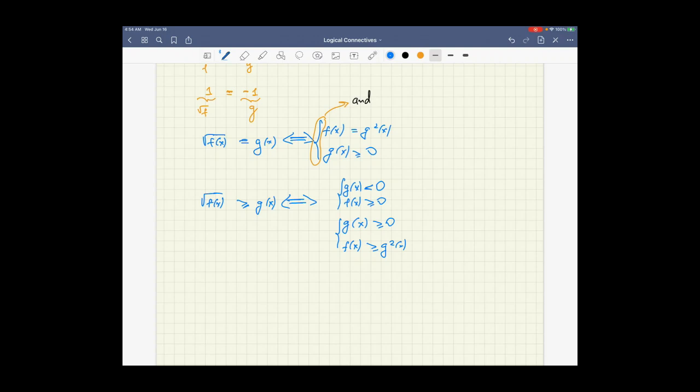Right? And these two systems are in disjunction. So either that or that. I can put the bracket symbol. Remember, bracket in this context means or, disjunction.